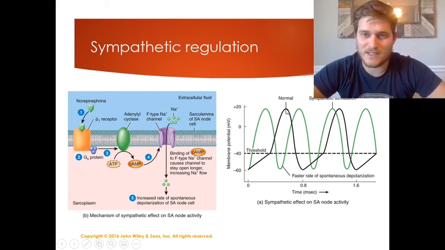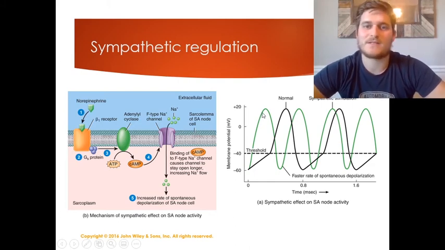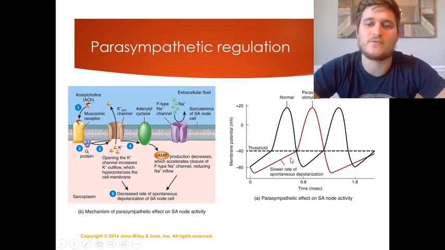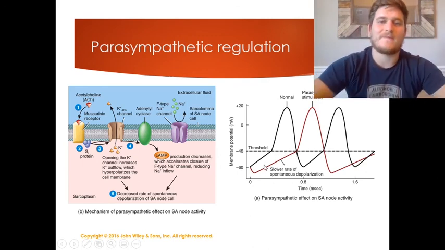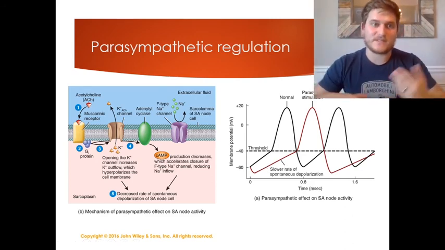And so instead of 2 beats as shown, normally, once you get those norepinephrine binding to receptors and this pathway occurring, that's going to increase the amount of beats per minute. The parasympathetic nervous system is actually going to slow down the rate of spontaneous depolarization. And you see that this pacemaker potential is dragged out, and that's going to create less heartbeats every single minute.